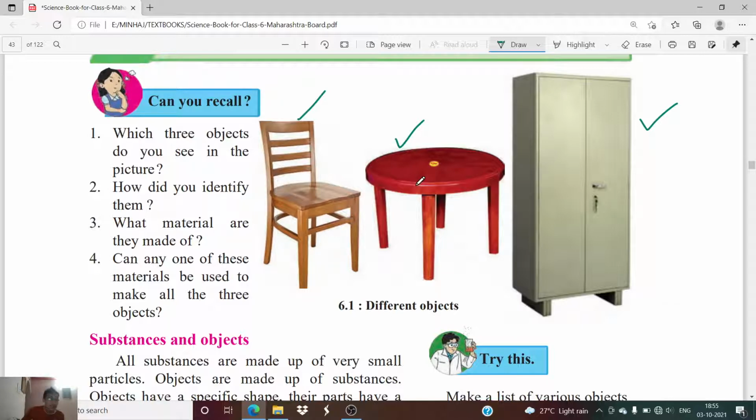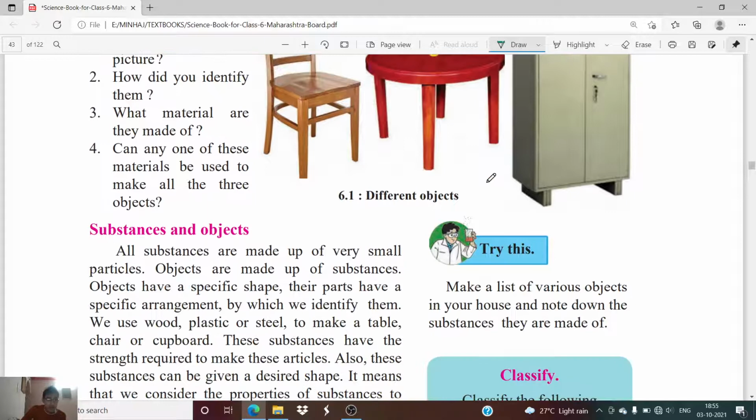Now let us see what a substance is and what an object is. All substances are made up of very small particles. So whatever substances we use, they are definitely made of small particles, and they are called molecules. Objects are made up of substances. So the objects that we are using are made up of substances, and substances are compounds, and the smallest particle of those compounds is called a molecule. So substances in general are used to make different types of objects.